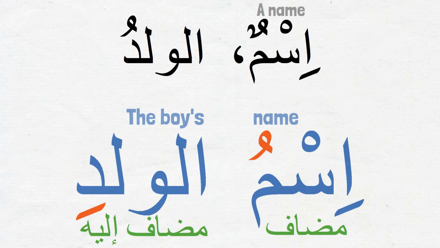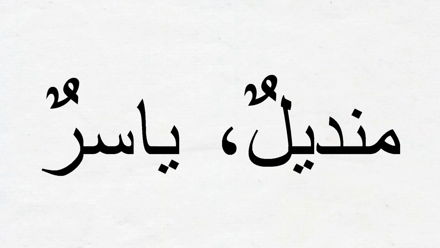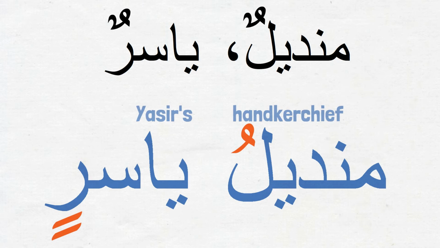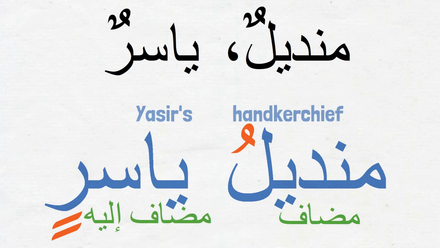The next pair of ism is mindilun wa yasirun. How can we say the handkerchief of Yasir? Mindilu Yasirin. Very good. Mindilu is the mudaf, so it doesn't have the al article, neither tanween. And Yasirin is the mudaf ilayh, which is coming as majroor.